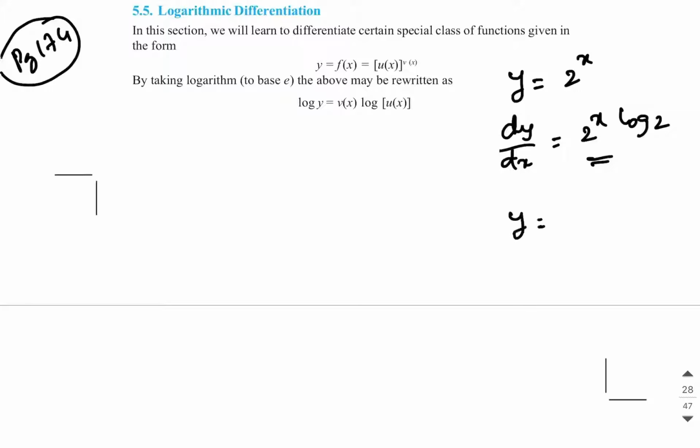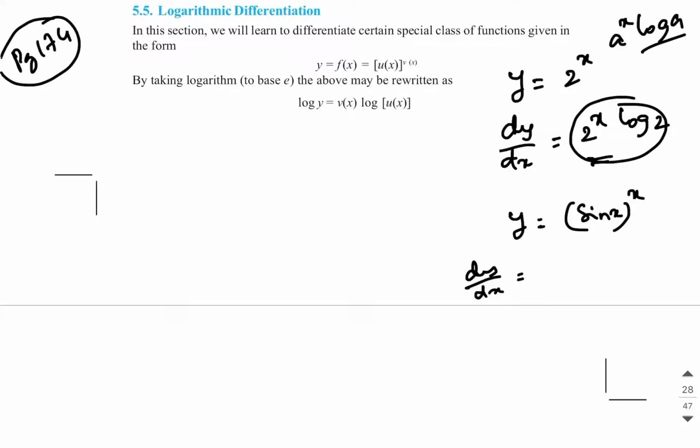Now, instead of giving you 2 power x, if I give you a question like sin x power x, and I ask you what is the derivative of this, then if you write dy by dx is equal to, using the same logic, a power x log a, that is sin x to the power x log sin x, then this is going to be wrong. Try to understand what is the difference.